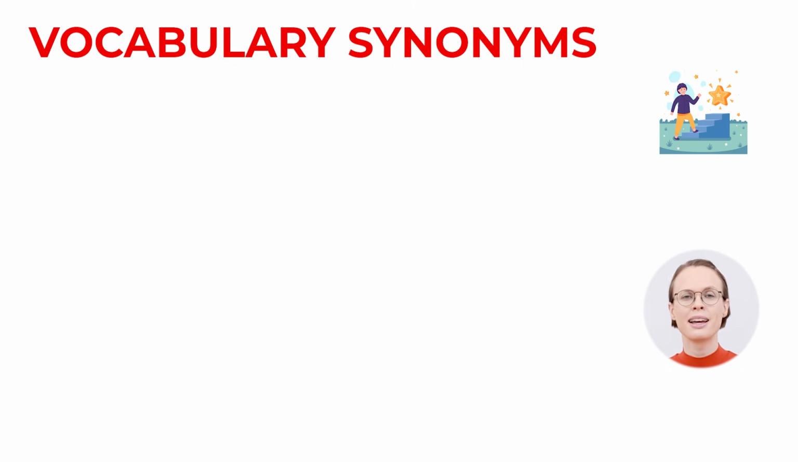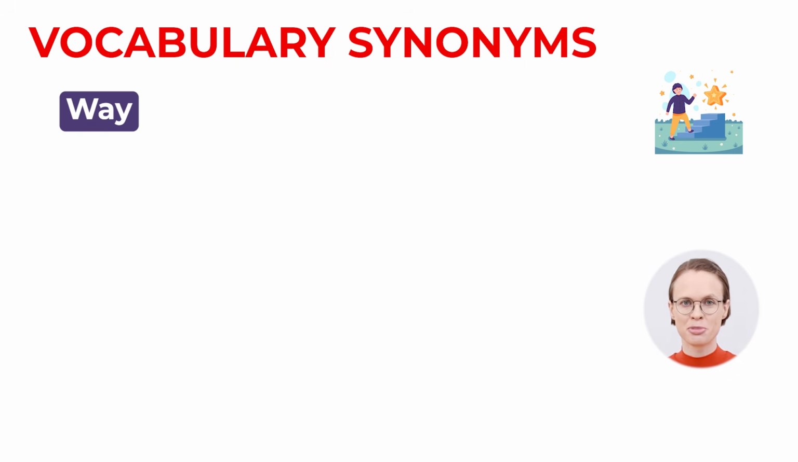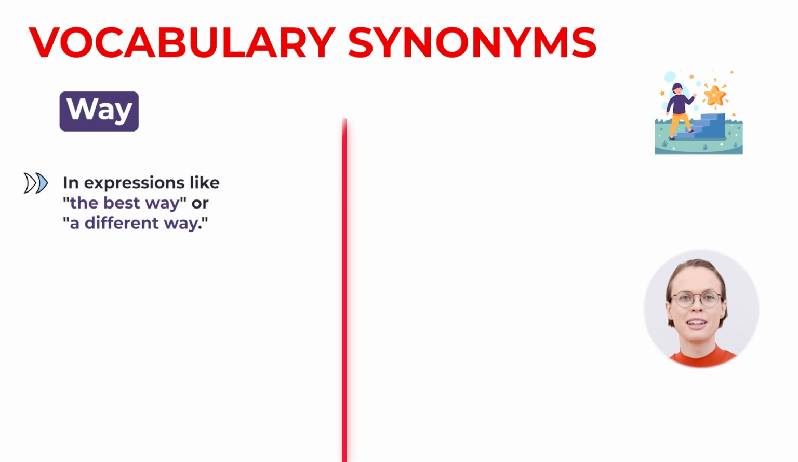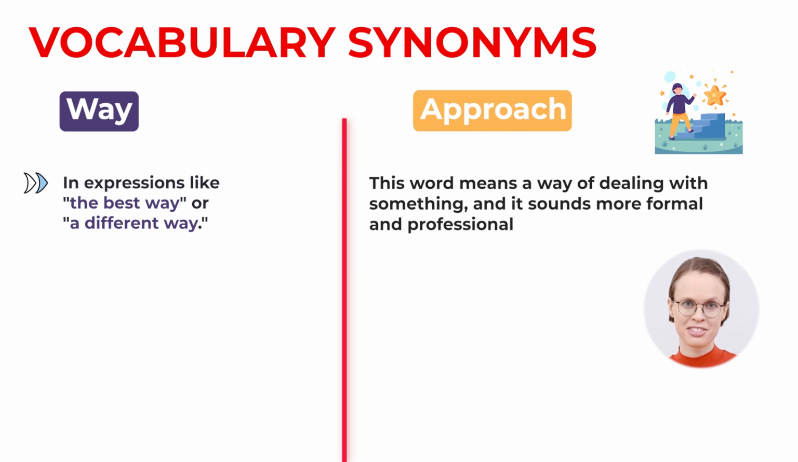Let's look at way, which appears frequently in expressions like the best way or a different way. A sophisticated upgrade is approach. This word means a way of dealing with something, and it sounds more formal and professional.